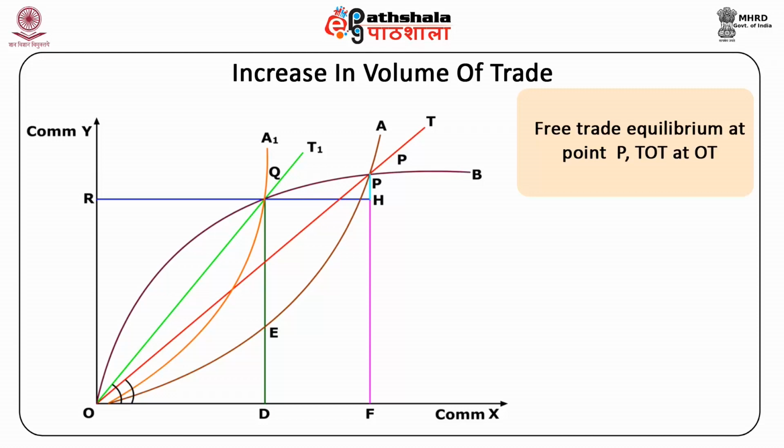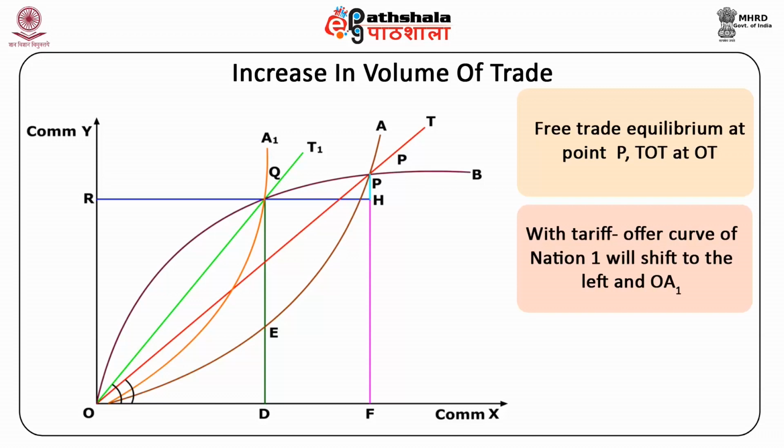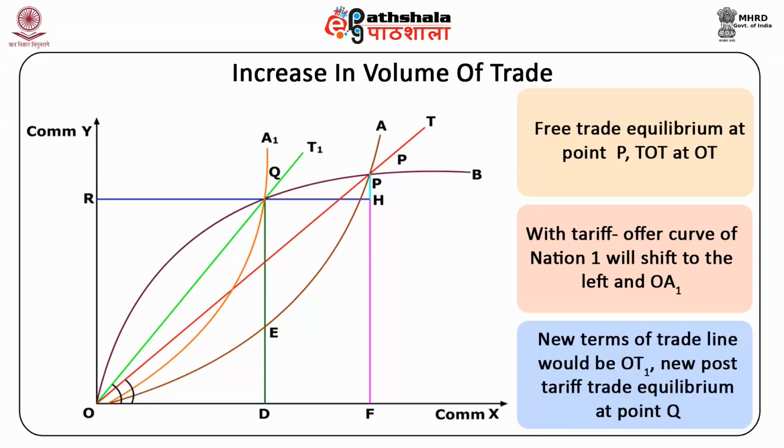Now consider the situation when the tariffs are imposed by Nation 1. The offer curve of Nation 1 will shift to the left, and OA1 becomes the new tariff-displaced offer curve. The new offer curve of Nation 1 intersects Nation 2's curve OB at point Q. Consequently, the new terms of trade line would be OT1. The new post-tariff trade equilibrium takes place at point Q. At point Q, Nation 1, the tariff-imposing country, exports OD amount of X and imports QD amount of Y. Out of QD amount of commodity Y, QE amount is collected as revenue from import tariff.